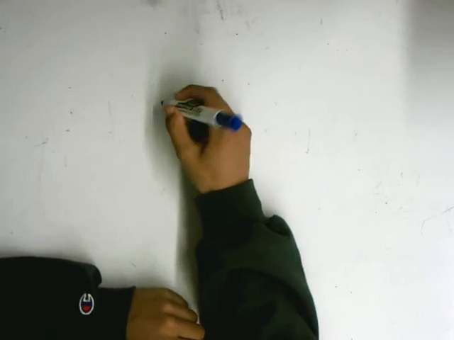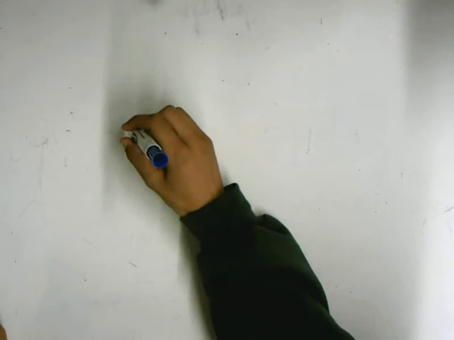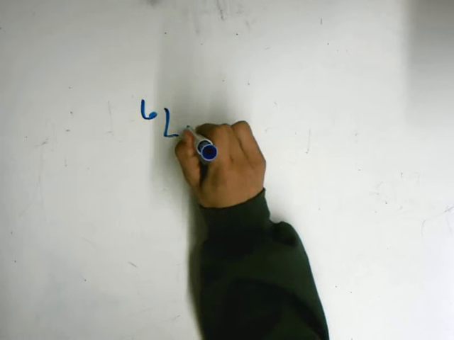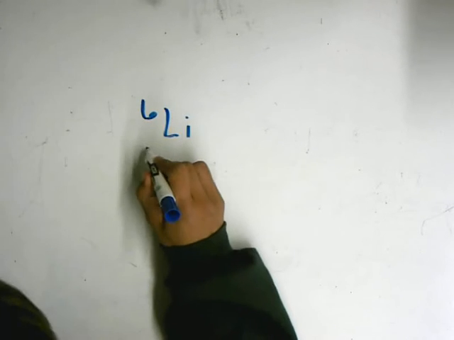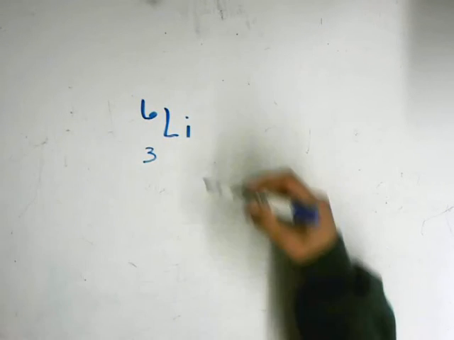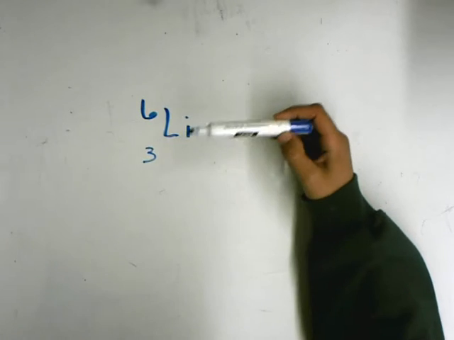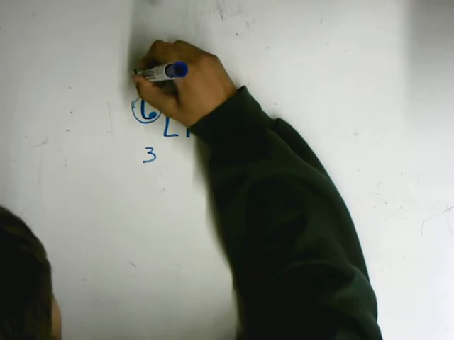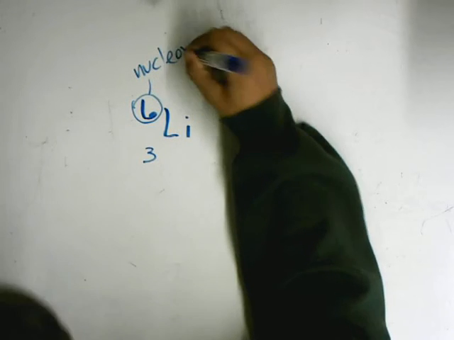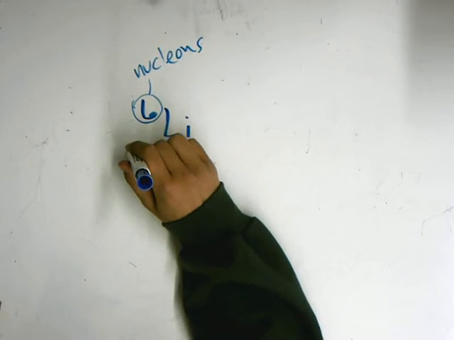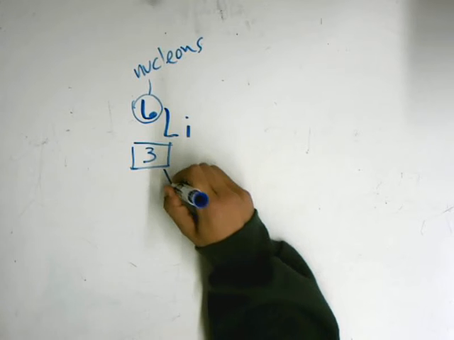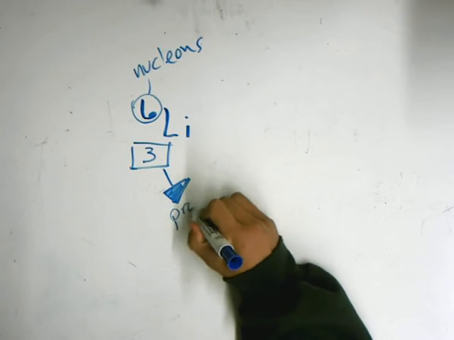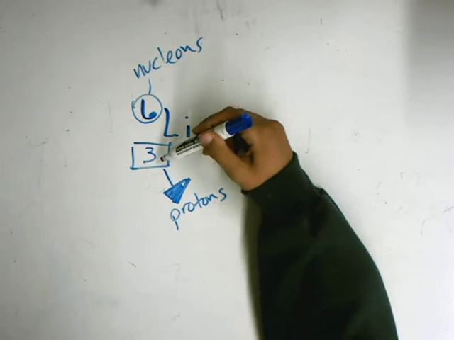For lithium, a nuclide would look like this: 6 Li 3. So basically what this means is that this number here on top is nucleons, and this number is the number of protons, and it's also the atomic number.